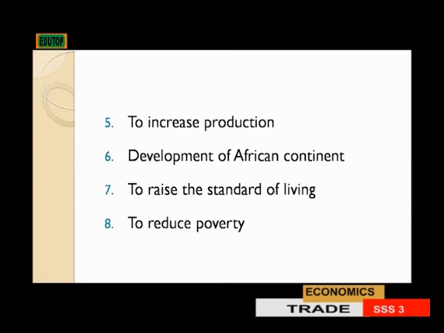Then, development of the African continent is another aim and objective. Also, to raise the standard of living in those countries, and lastly, to reduce poverty in those countries. Those are the aims and objectives of organizing ECOWAS in Africa.